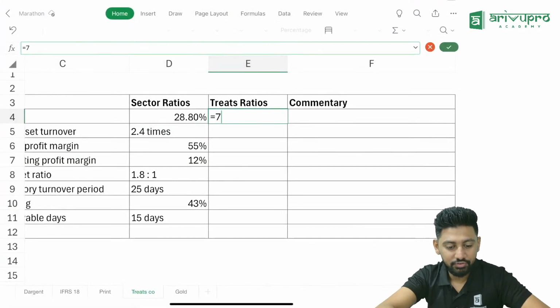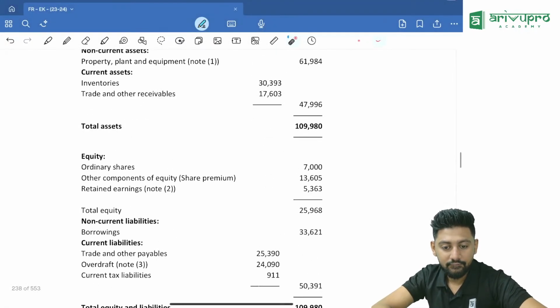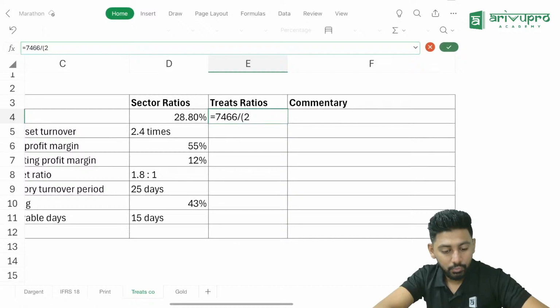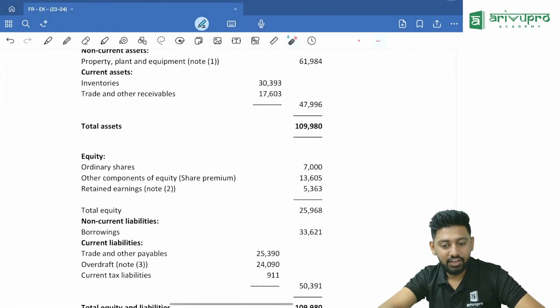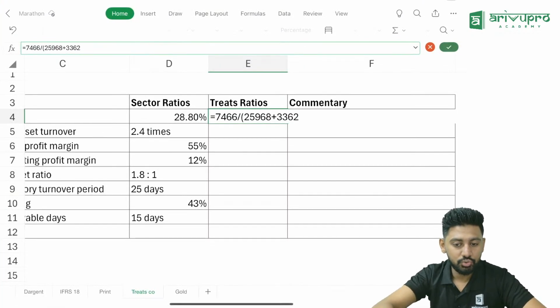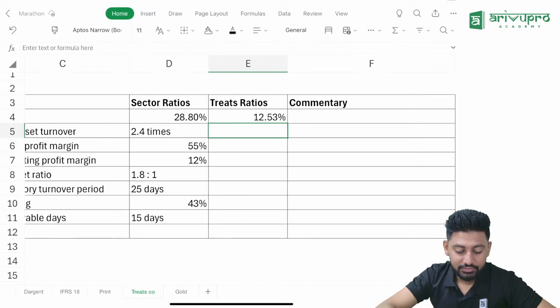You can simply take 7466 divided by, open brackets, 25,968 plus 33,621, which gives you 12.53%. Everybody got it? 12.53%. Everybody, are you getting it? Yes. Okay, superb. That's done.